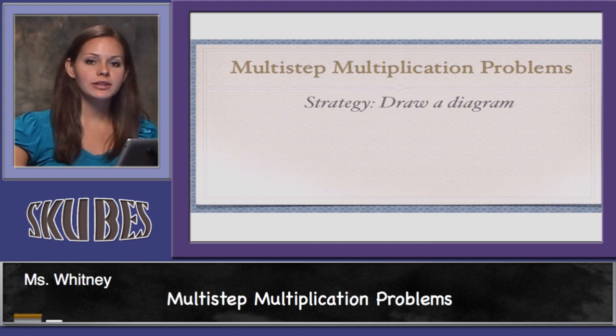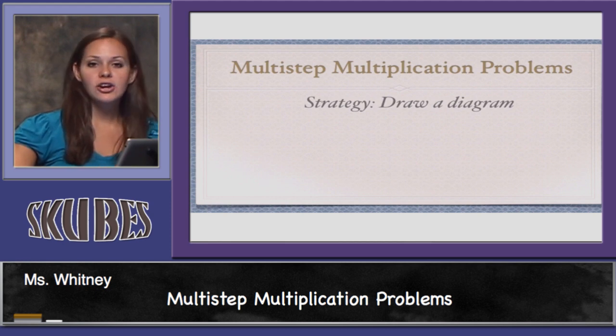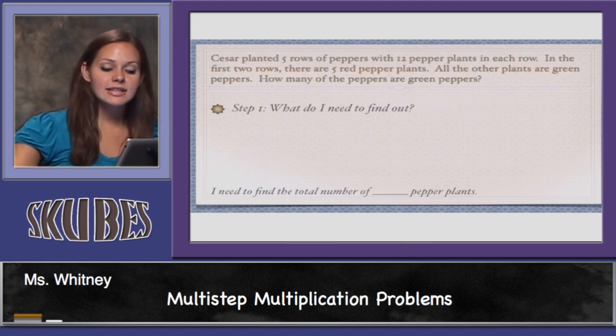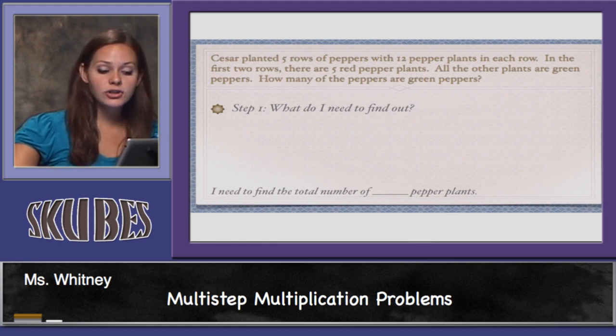Let's talk about multi-step multiplication problems using the draw a diagram strategy. Here's our first problem. Caesar planted 5 rows of peppers with 12 pepper plants in each row. In the first 2 rows, there are 5 red pepper plants. All the other plants are green peppers. How many of the peppers are green peppers?